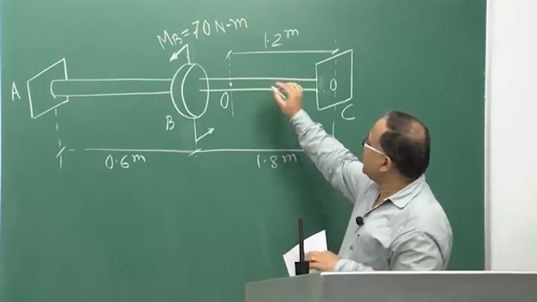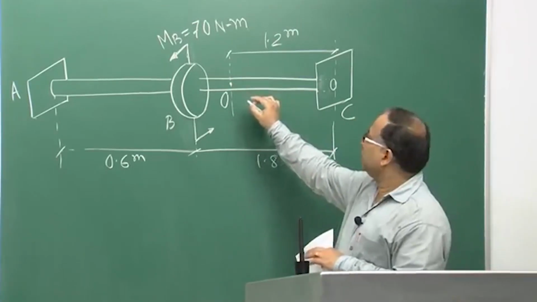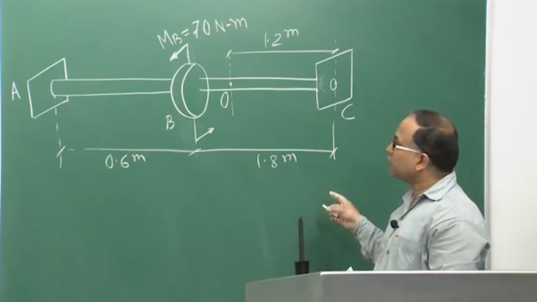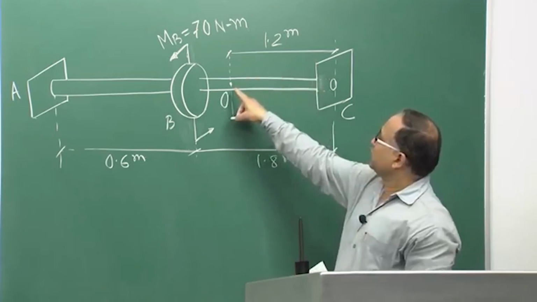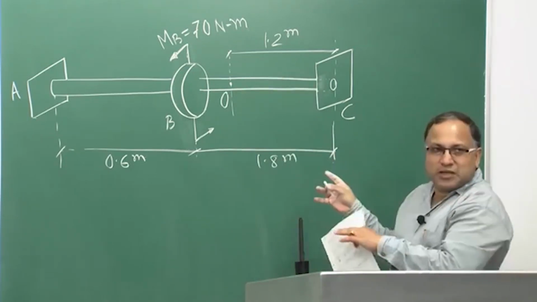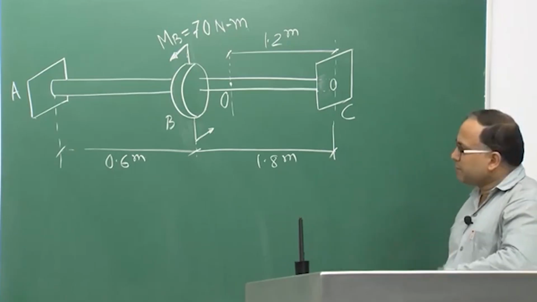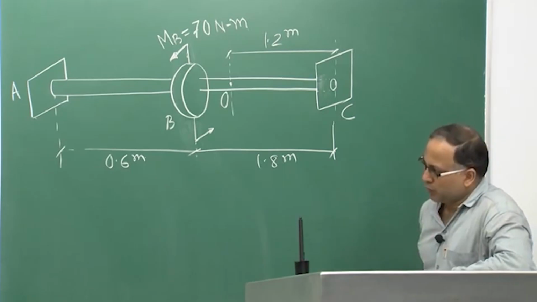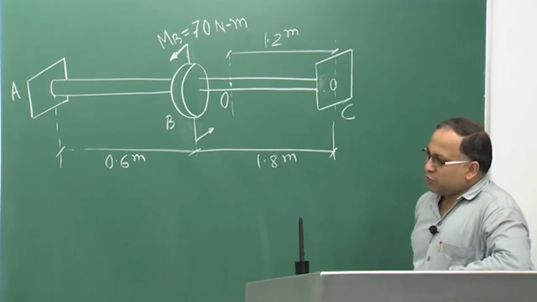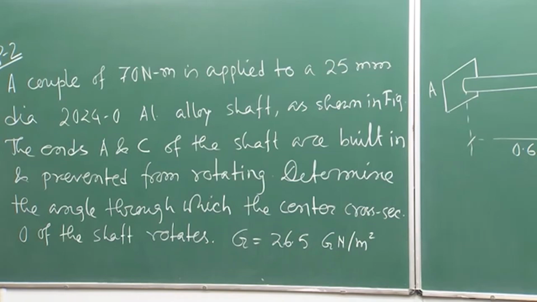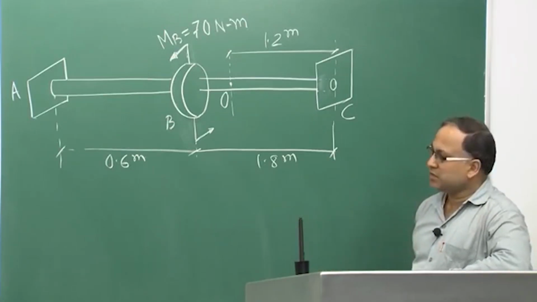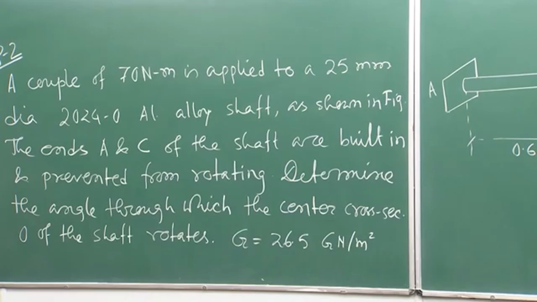O is the center part of the shaft, because the total shaft length is 2.4 meter, and this is 1.2 meter. Though it is not looking like it, I hope you understand it is not to scale. So, O is the center portion of the shaft. You need to find out the angle through which the center cross section O rotates, the twist angle at O. G, the shear modulus, is given as 26.5 giganewton per meter square.